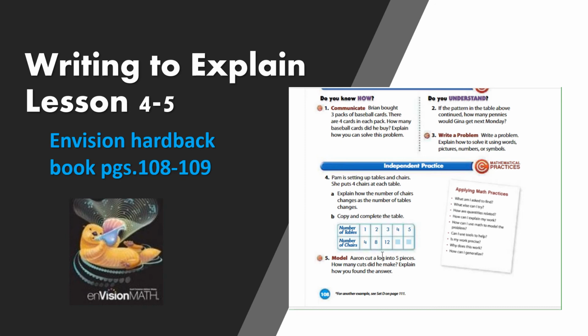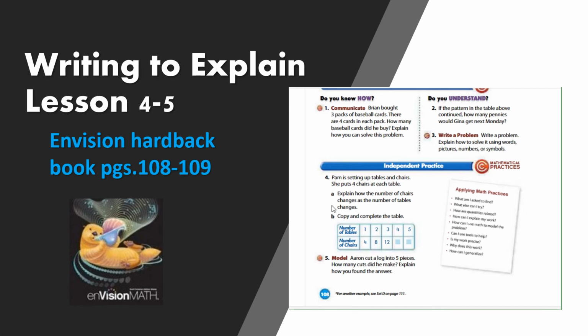So what's our rule? Remember, we're looking for input to output. If one table has 4 chairs, 2 tables has 4 more chairs, we're actually multiplying by 4 to complete the table, because for every table we have another group of 4 chairs. Remember up here on part A, it says to explain the number of chairs as they change to the number of tables. So basically I just kind of explained that.